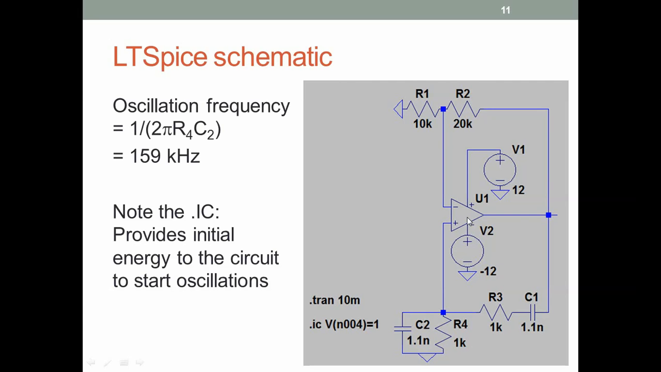It is required here because we'll see that in a minute. And one more thing I want to point out is that for oscillations to start, especially in simulation, the circuit must be provided some initial energy, and that energy is what will cause oscillations. So it is important that when you simulate this circuit, you put some initial voltage. So this N004 is this node. So you put some initial voltage here as an initial condition.